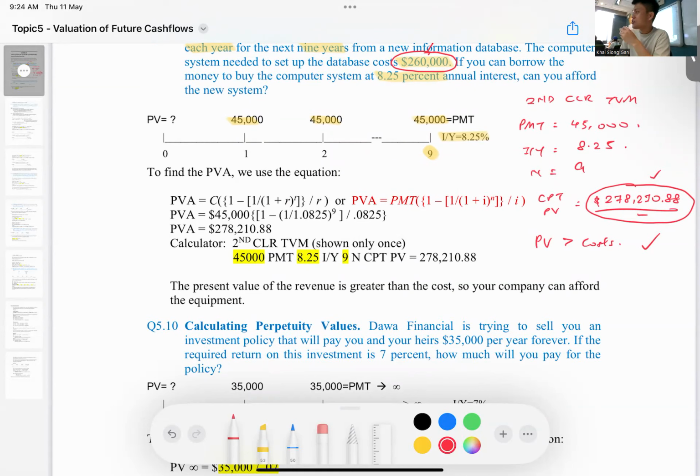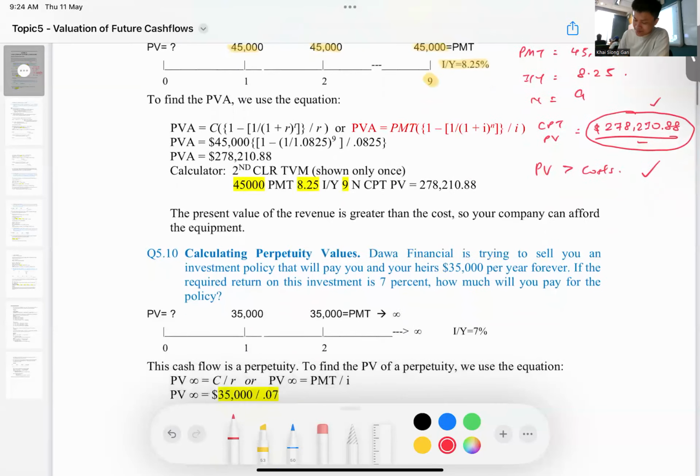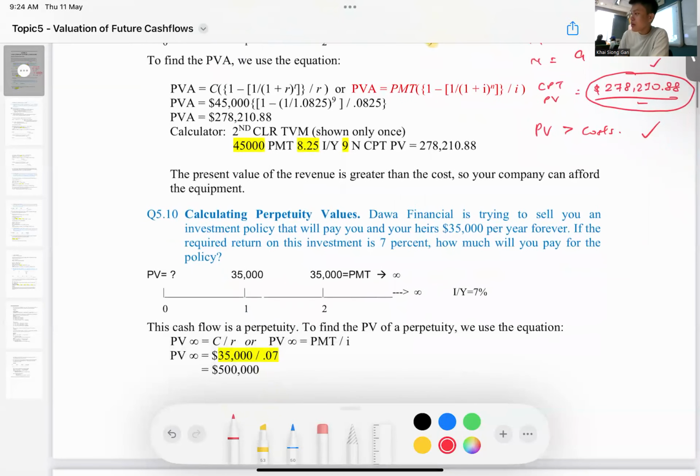I thought your lecturer is teaching you all how to press calculator in the class. Did she? Alright. Okay, next question. Yeah, I put everything in the folder already.